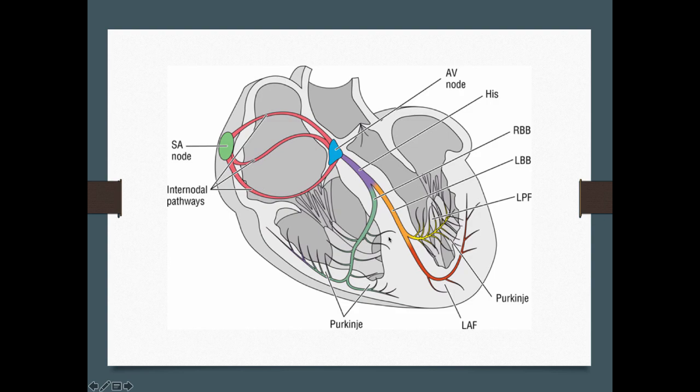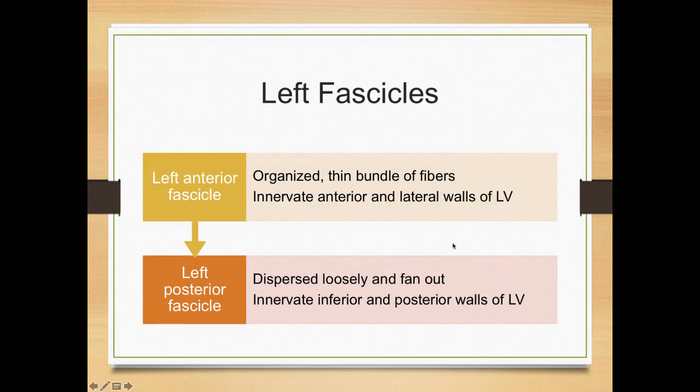So we can block off our left bundle branch, or we can have a block further down the road, and we can block off our posterior fascicle, or we can block off our anterior fascicle. But one is more common than the other.